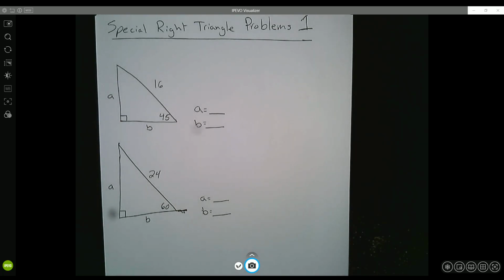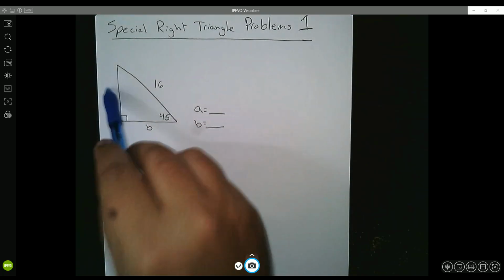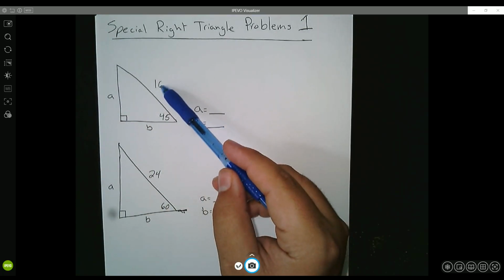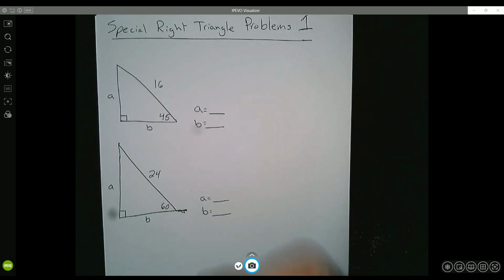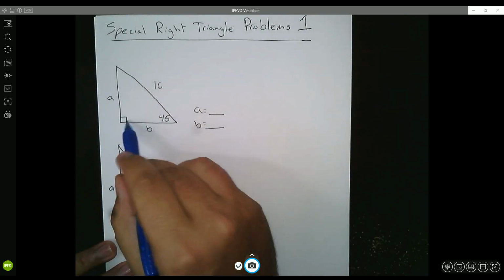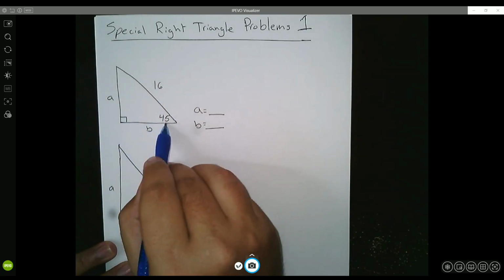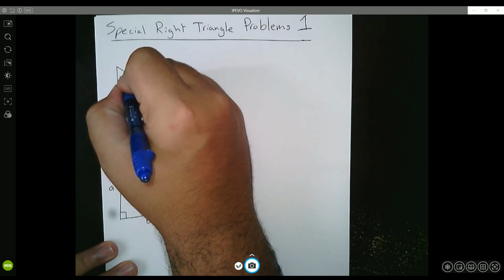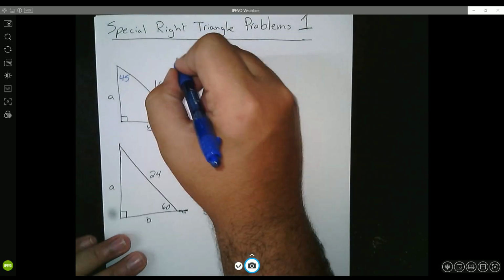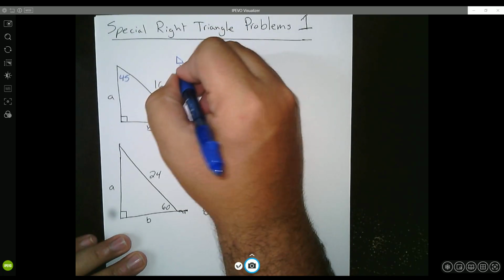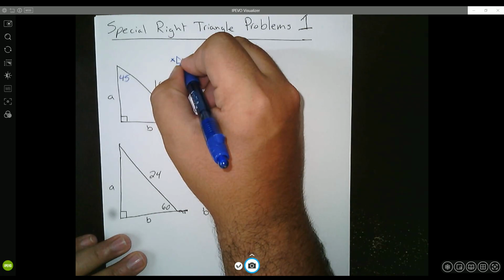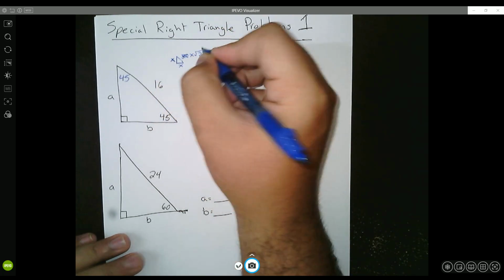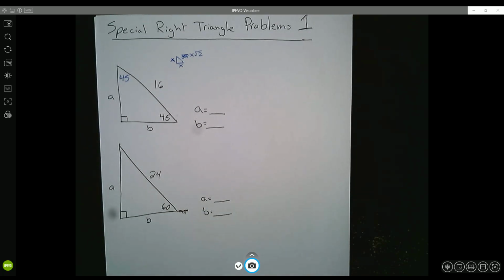With our first problem, we have legs of A and B and a hypotenuse of 16, and our angles are 45 and 90. If we know two of our angles, and one's 45, one's 90, the other angle has to be 45. So we now know we're looking at a 45-45-90 triangle, which is x, x, x square roots of 2. So we're looking at a triangle that should be some form of that.